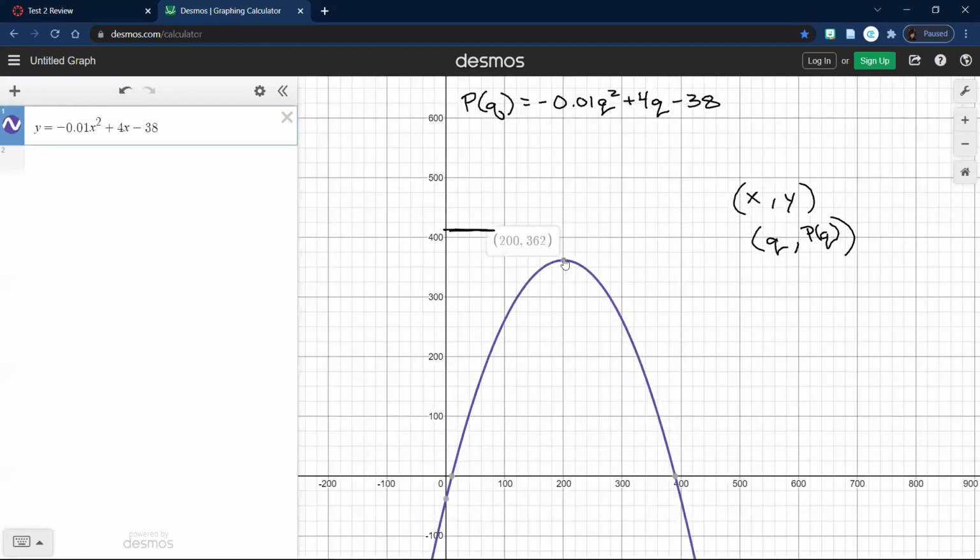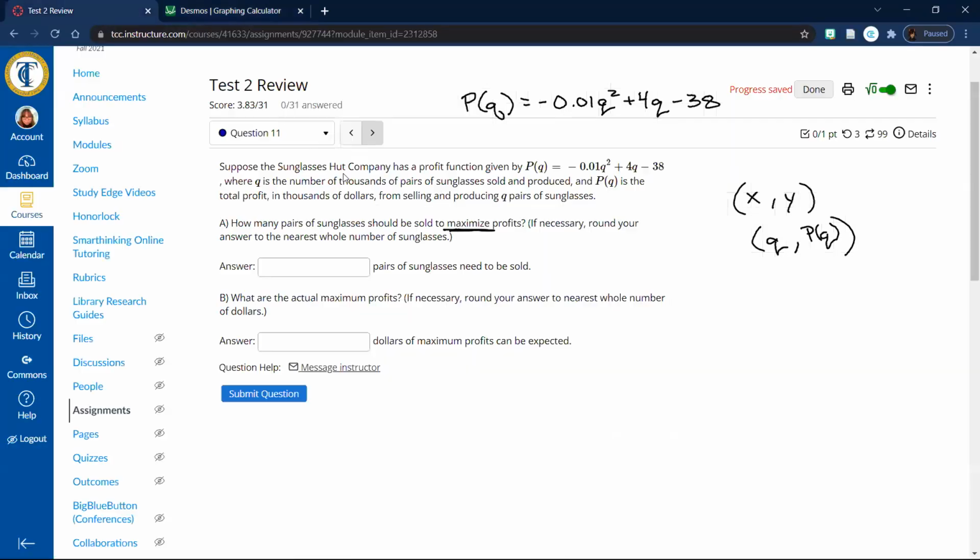And if we want to maximize profits, what are we looking at? The maximum. And what numbers are those? So which one's the maximum? The x value. So 200. Ooh, careful. Which one's the maximum? Oh, the high is the y. 362. There you go, 362, and it occurs at x equals 200. I'm going to write that down.